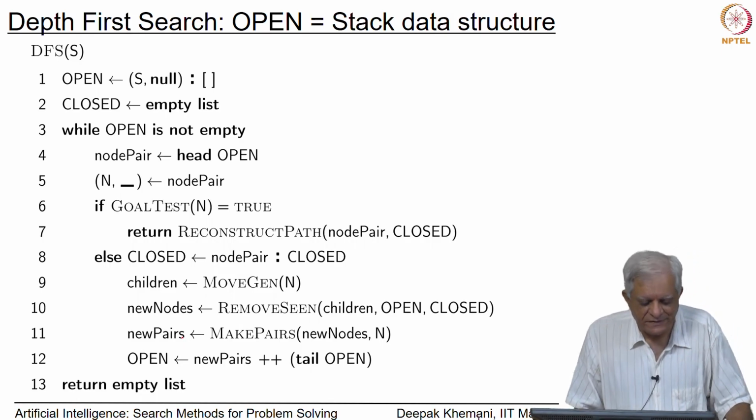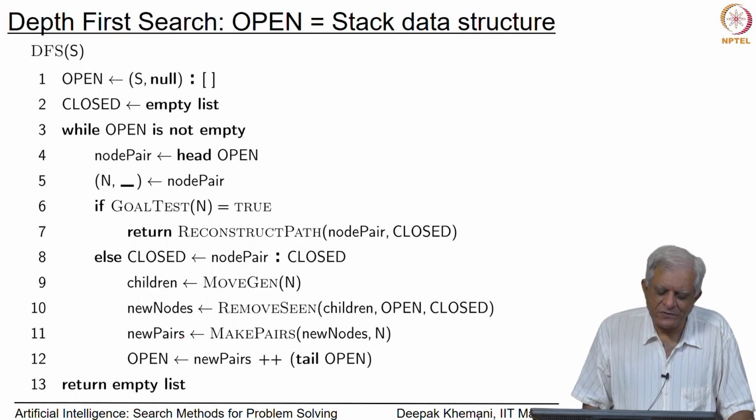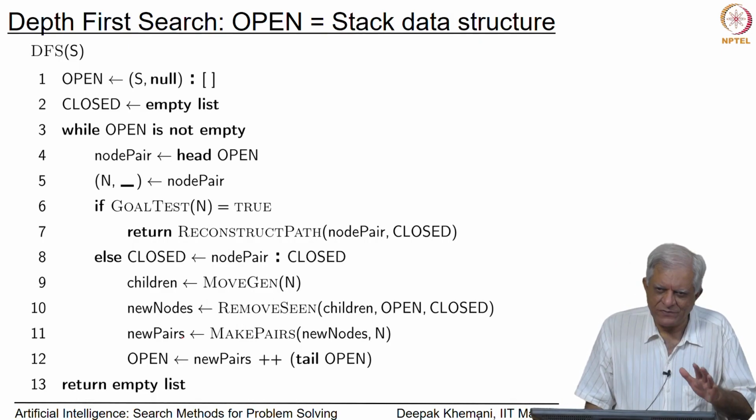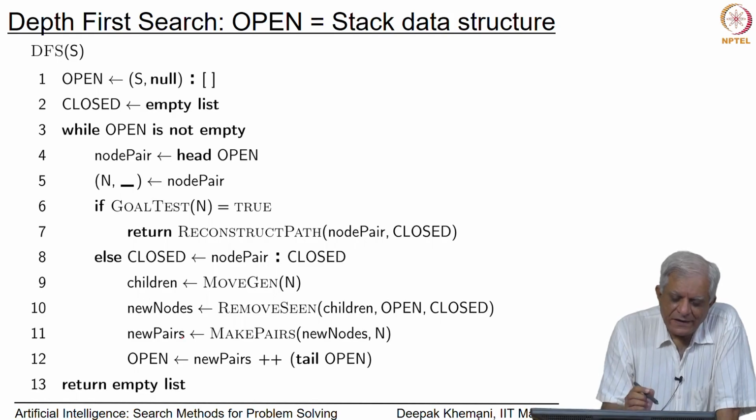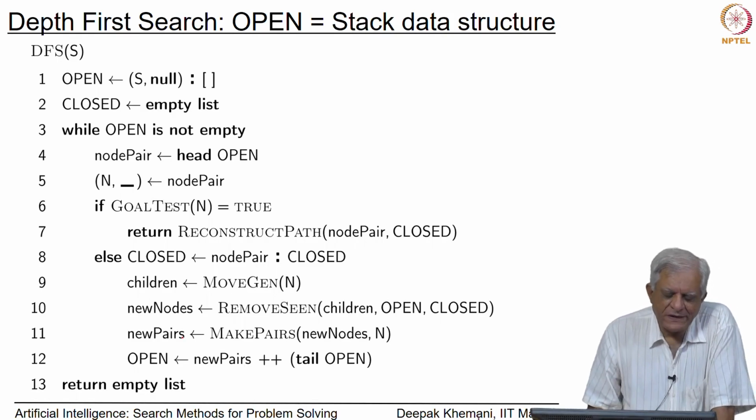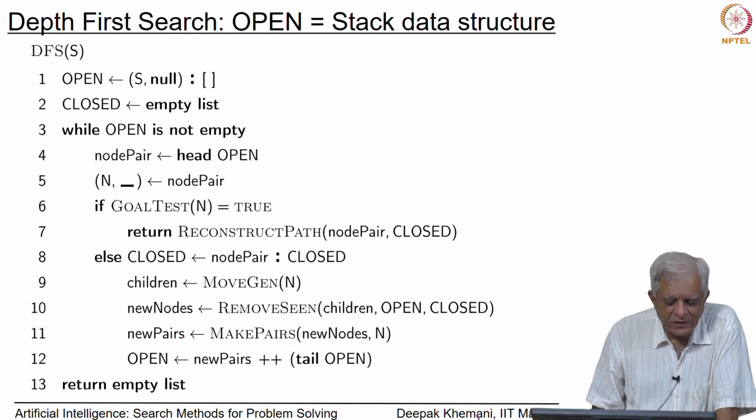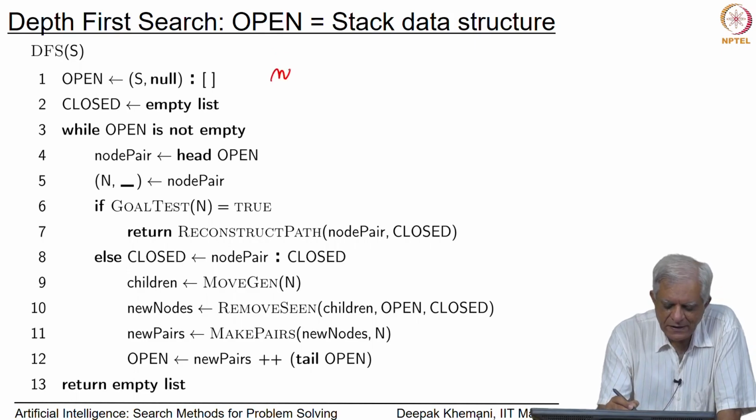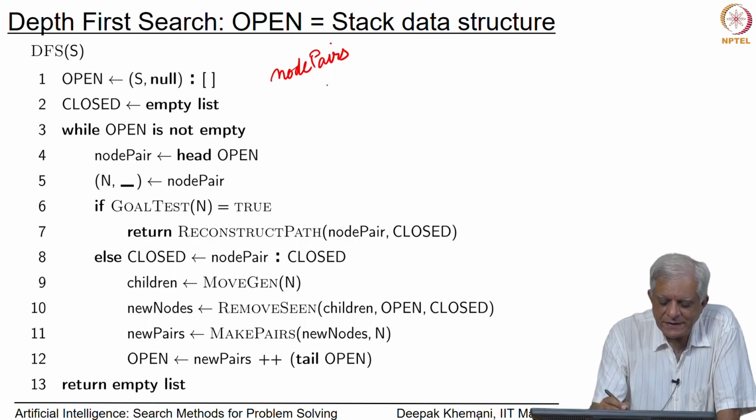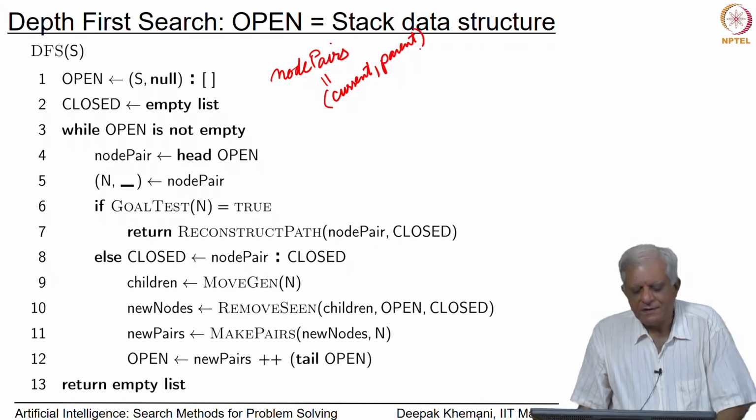This algorithm is called depth first search, and the algorithm is similar to what we wrote earlier, except that everything is frozen. There are no non-deterministic choices here. As before, the algorithm maintains two lists, and it maintains two lists of pairs. So, both open and close will contain node pairs. Just to remind you, node pairs are pairs where you have the current node and the parent node.